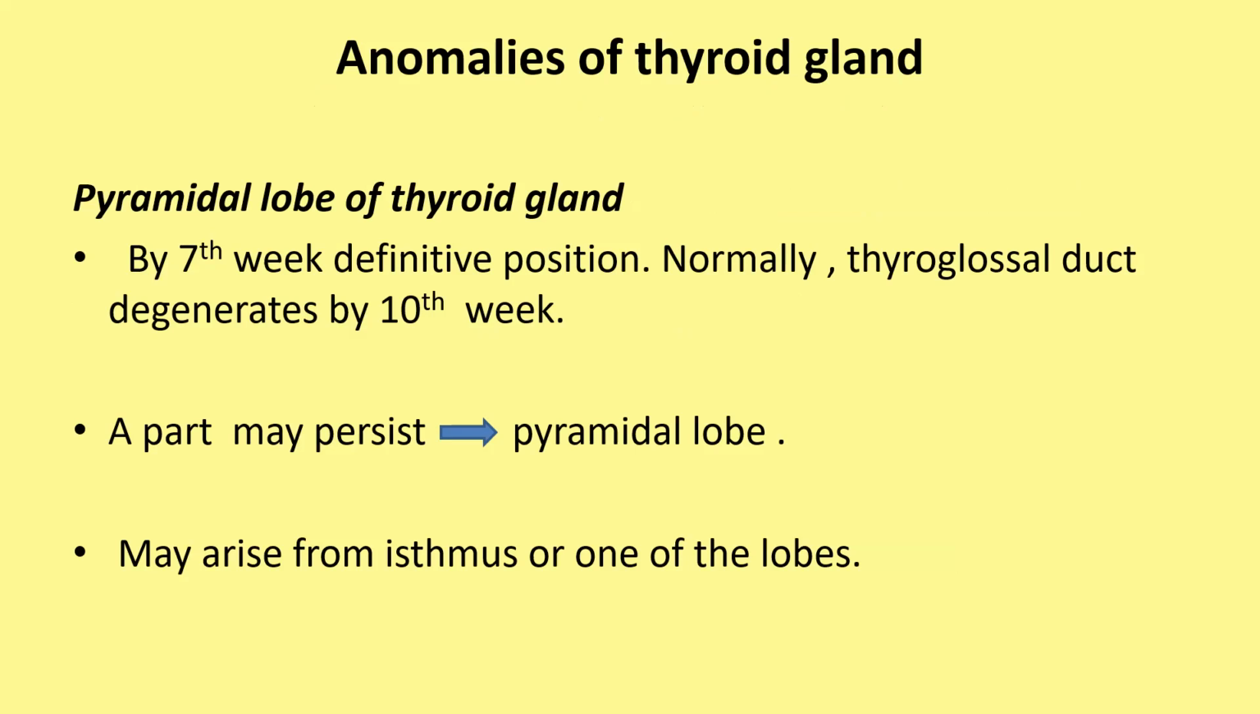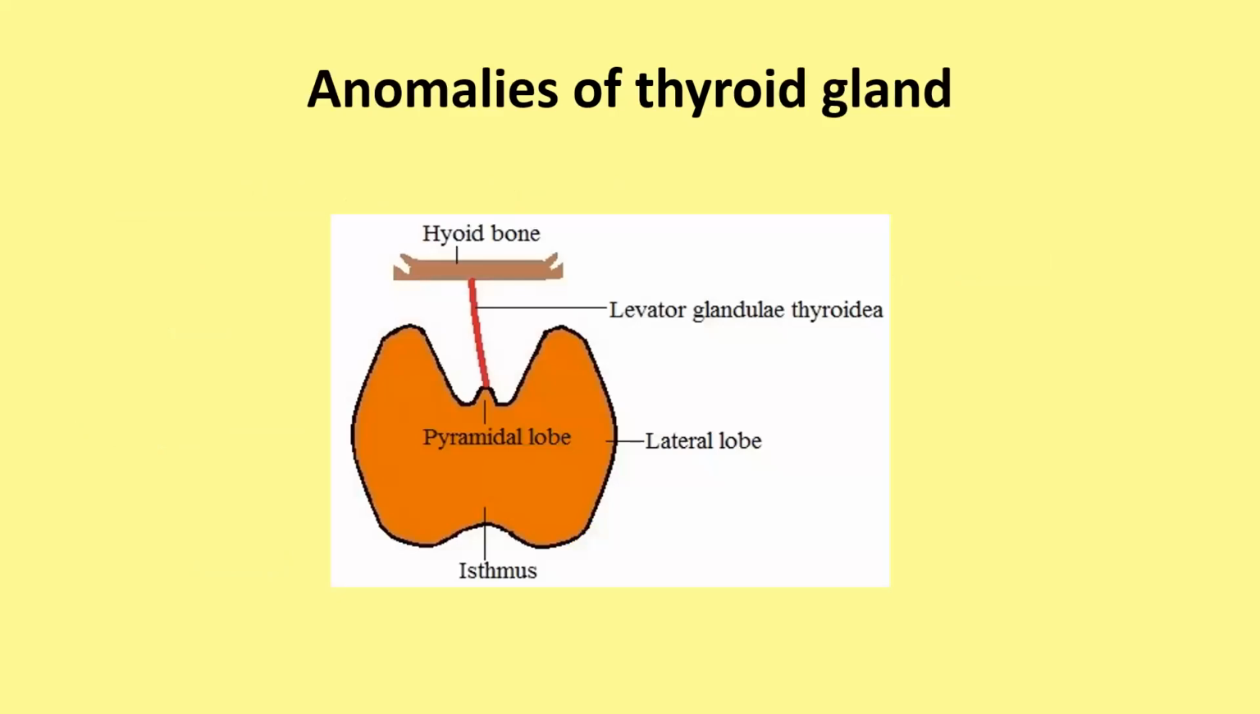Now you see the thyroglossal duct rises from the foramen cecum and goes to its definitive position where the thyroid gland lies, that is the C5 to T1 level, by the 7th week of intrauterine life. Normally, this thyroglossal duct degenerates and the thyroid gland is formed at its normal position from C5 to T1. Now, a part of the thyroglossal duct may persist, and that is called the pyramidal lobe. This lobe may arise from the isthmus or from the right or left lobes of the thyroid gland.